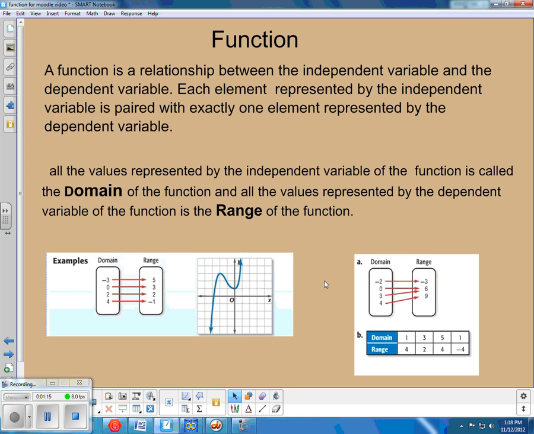Here we have two examples. One is a function and one is not a function. If you look at the domain values here, they are all unique. This one's a function. Even though 0 and 3 have the same range value for their domain values, it is still a function because the domain values are unique. But if you look at B, the domain values are not unique. We have a 1 going to the range of 4, and we also have a 1 going to a -4. This cannot be a function because the same domain value cannot have two different range values.